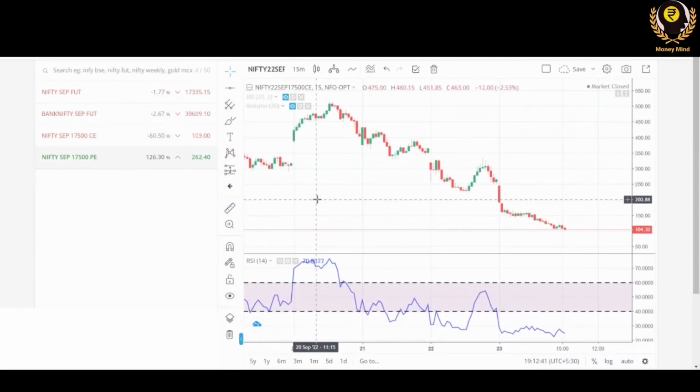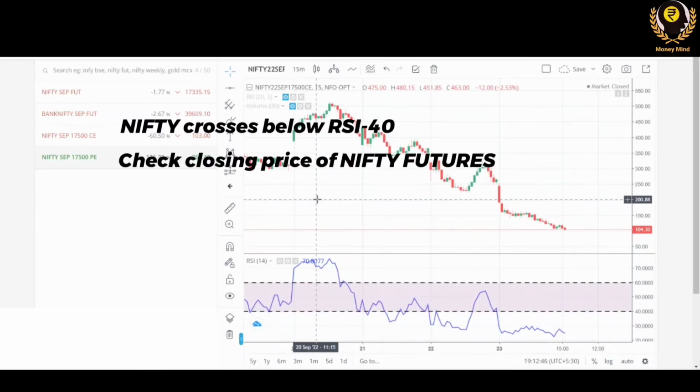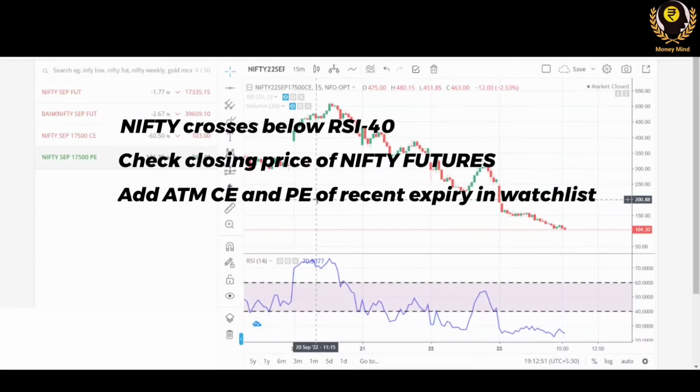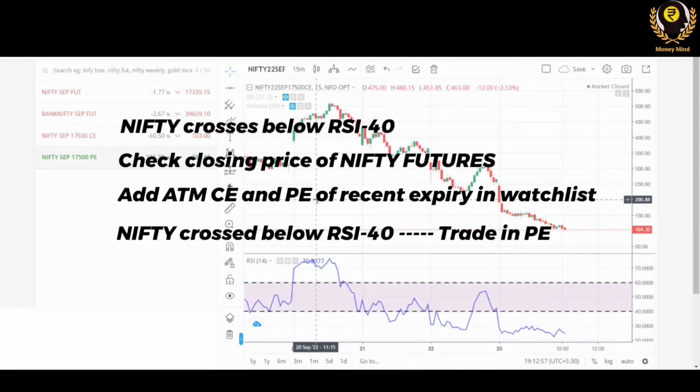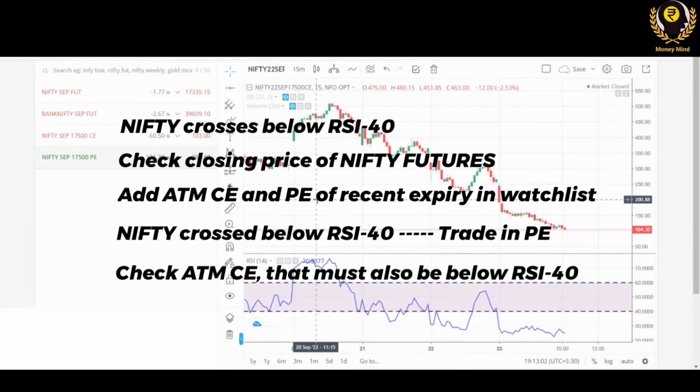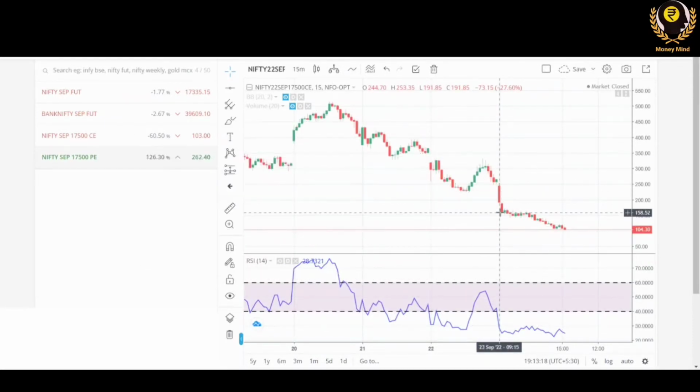So the idea is Nifty crosses below 40. I check the closing price of the Nifty futures. It was 17,500. I added 17,500 call and put. As Nifty has crossed below 40, I have to trade into puts. But before entering, I have to make sure that the Nifty at the money call RSI is also trading below 40. So as I can see here at 9:15, definitely the 17,500 call of Nifty is trading below RSI 40.